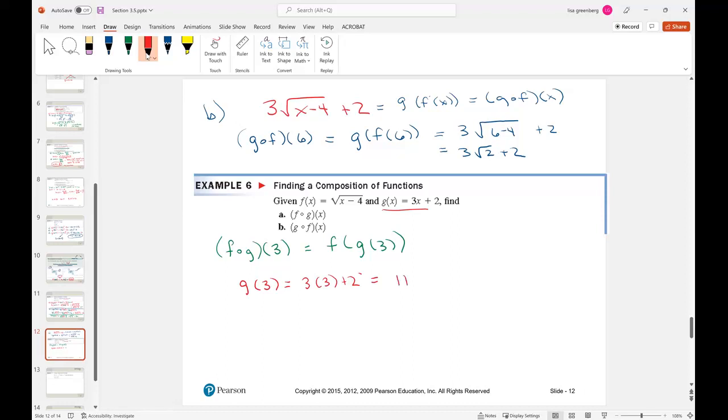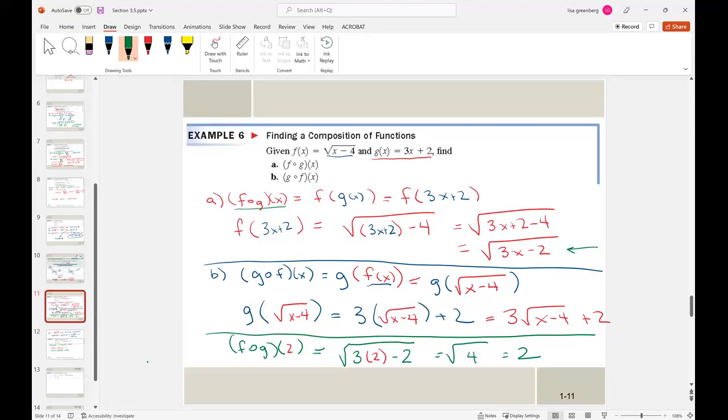And now what I really want to know is, since this is equal to f of 11, I can just plug in: f of 11 is equal to the square root of 11 minus 4, which is equal to the square root of 7. So again, I could evaluate them first and then plug in a number, or plug in the same number.